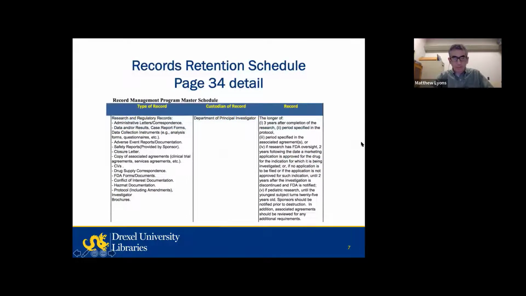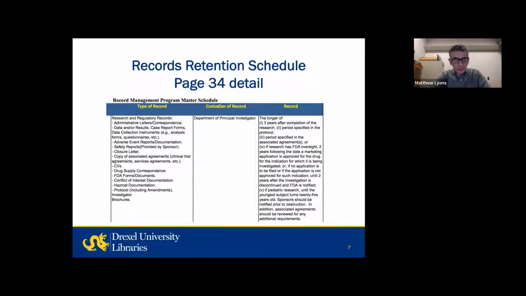One last example, under the category of human subject research. Here we see a listing that includes various types of records related to human research, such as administrative correspondence, research data, safety reports, and so on and so on. The custodian of record for all of these is the principal investigator's department, whichever one that is.